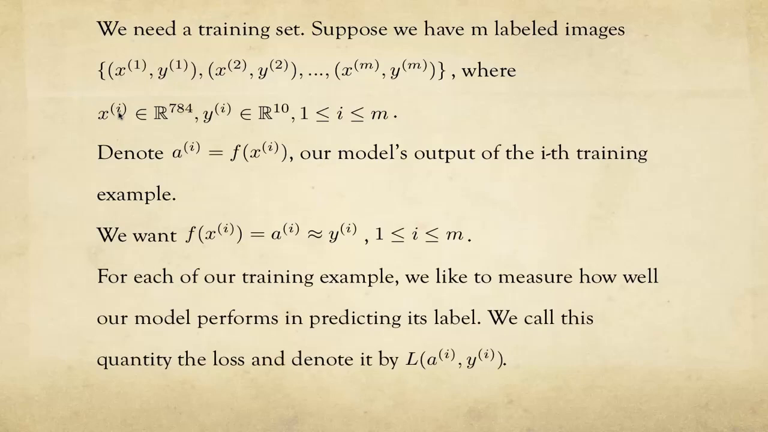For each of our training examples, we want to measure how well our model performs in predicting that one label. We call this the loss of that training example, or the error of that one training example, and we denote that by L(a^i, y^i). Here's the prediction, and here's the actual label. So the loss is the measure of the error between our prediction and the ground truth, the true label. That's the loss of one example.